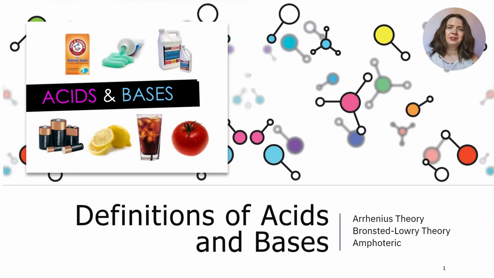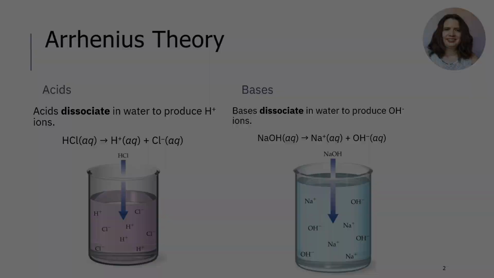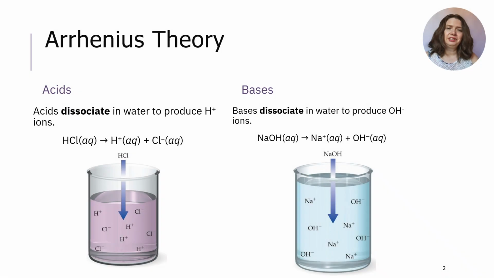In this video, we are going to learn about the definitions of acids and bases. So far in this course, we have used the Arrhenius definition of acids and bases. According to the Arrhenius theory, acids are substances that dissociate in water to produce H+ ions, and bases are substances that dissociate in water to produce OH- hydroxide ions.